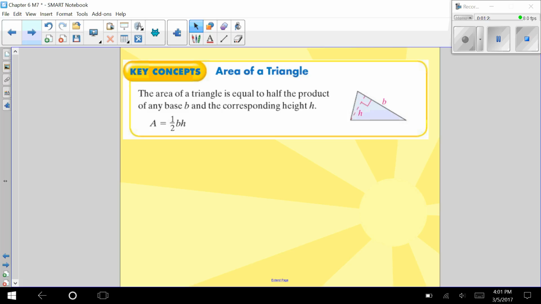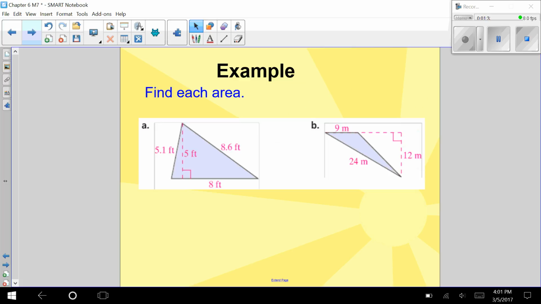So the area of a triangle is 1/2 times the base times the height, as long as the base and height are perpendicular. Remember that right angle. We're going to find each area. So for our first problem, our base and our height have to make a 90-degree angle. Here it is right here.